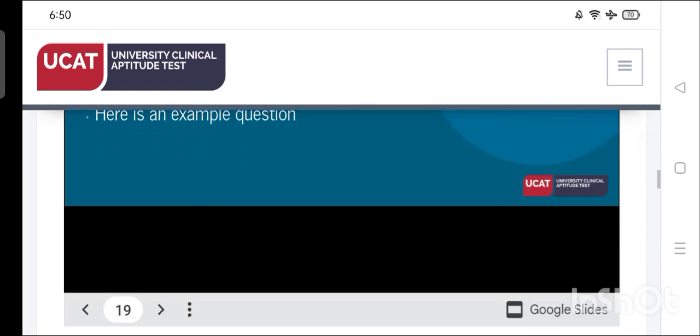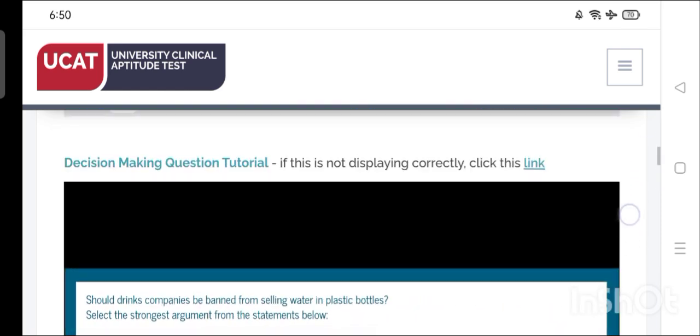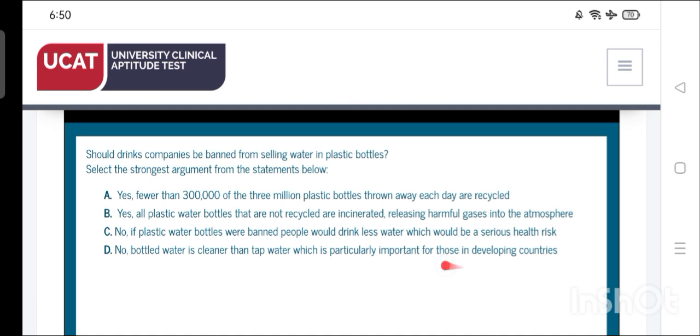So here we have an example of this type of question, which is: should drinks companies be banned from selling water in plastic bottles? Select the strongest argument from the statements below. Now four arguments are given. Most of them could be true, but we have to choose the strongest one.